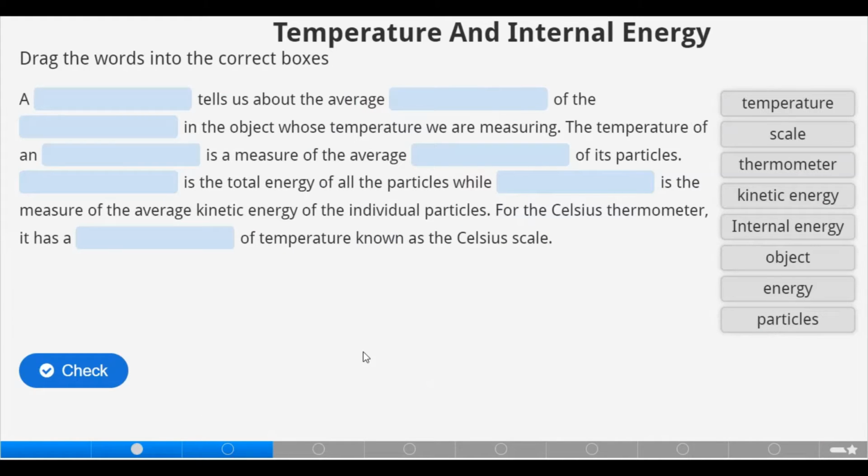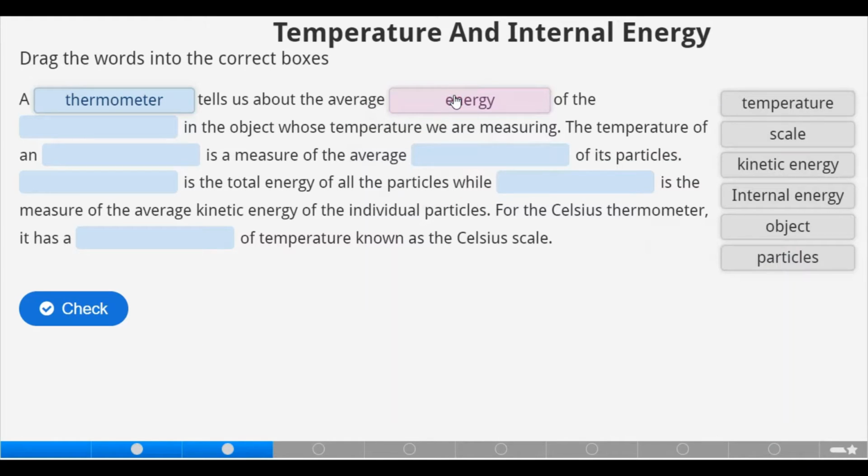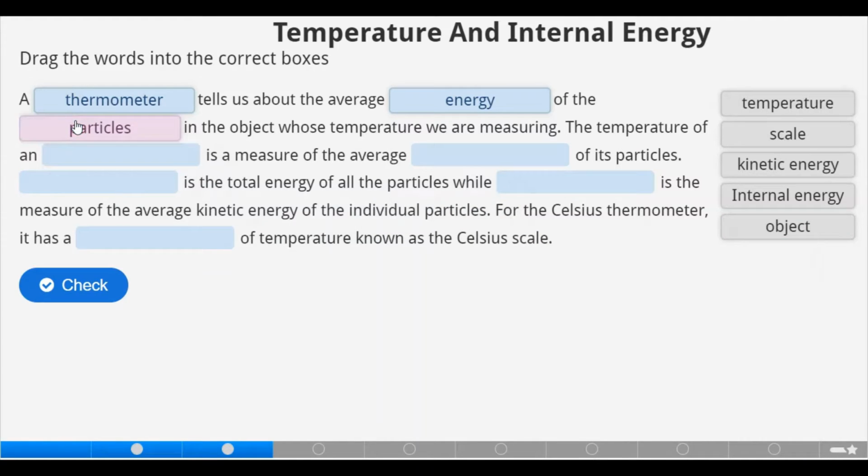Temperature and internal energy. We are also to drag the words into the correct boxes to be able to define the relationship between temperature and internal energy. What do you think is used in measuring temperature? That's with the use of what? A thermometer. So let's start. A thermometer tells us about the average energy of the particles in the object whose temperature we are measuring.